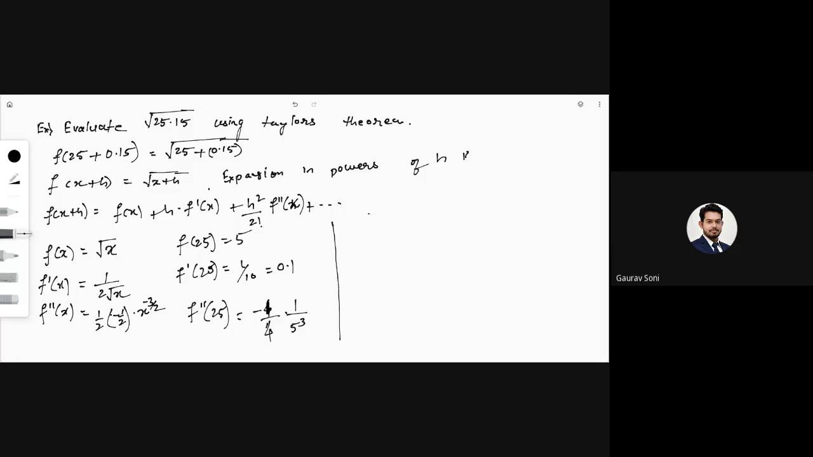Let's put this in the root 25.15 is equal to 5 plus h, which is 0.15, into f dash of x, which is 0.1, plus 0.15 square divided by 2 factorial into f double dash of 25, that is minus 1 by 4 into 1 upon 5 cube.